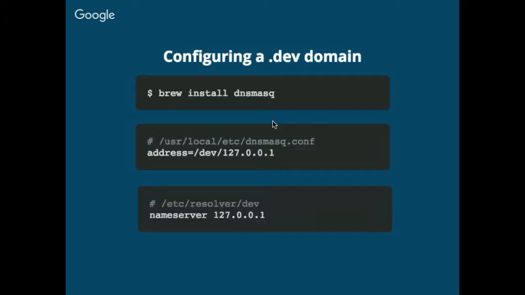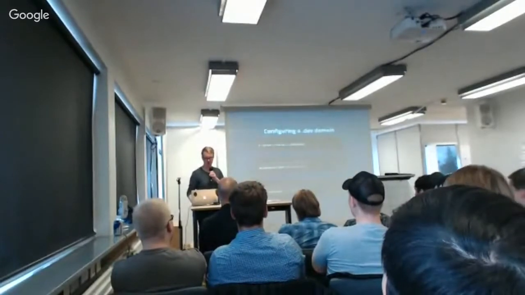And then the final step is to tell the operating system that when someone requests something at a .dev domain, make sure that it resolves using our custom DNS resolver, our dnsmasq. The way that you do this is super simple as well. Just create a file, /etc/resolver/dev, and then nameserver 127.0.0.1. Okay.